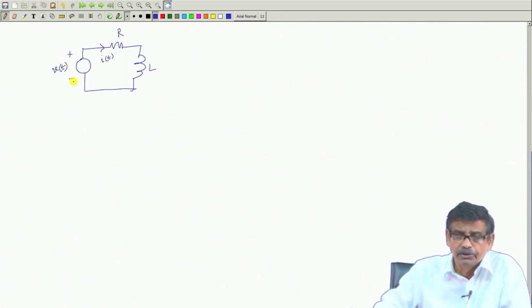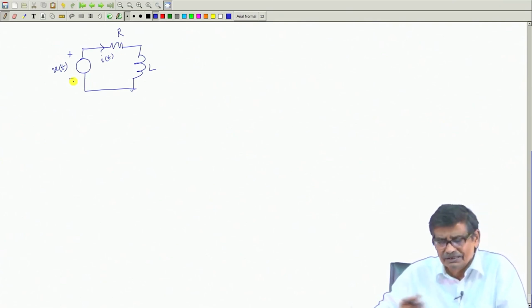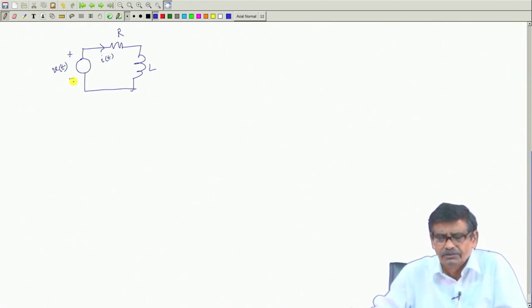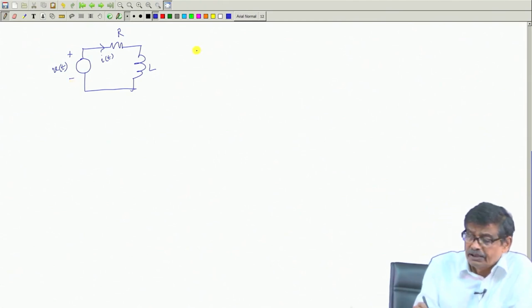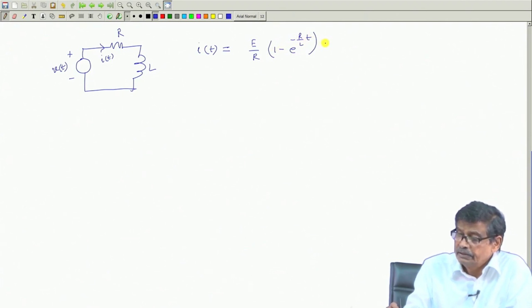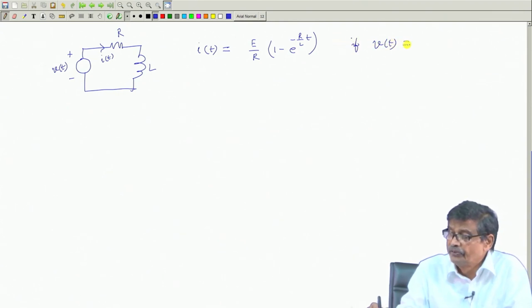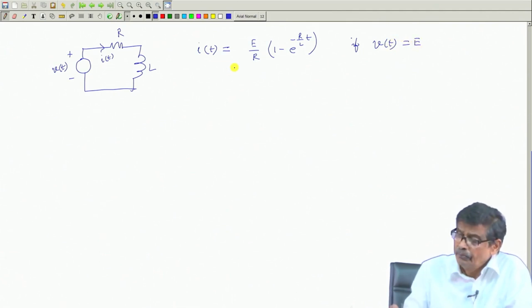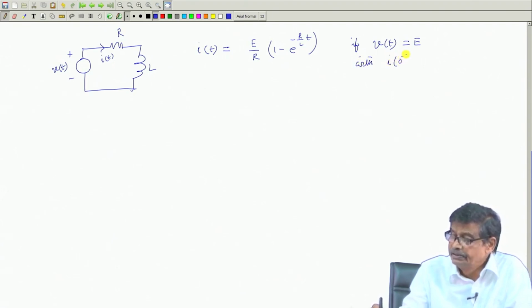If V t happens to be sinusoidal or DC, then there is some relief in getting the forced response quickly, those we have discussed. For example, the current in the circuit we have calculated so many times is E by R into 1 minus e to the power minus R by L into T, if V t is equal to a battery constant voltage. We have seen this, of course, with the assumption that I 0 minus was equal to 0.